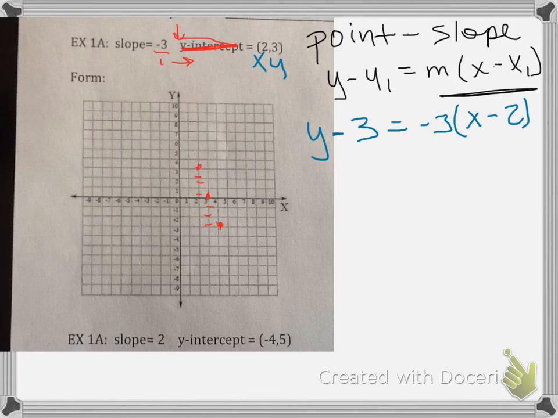Put a dot there. We also can do the opposite. Instead of saying negative 3 over 1 and going down 3 to the right 1, we could say positive 3 over negative 1. That means I could go up, but then I have to go to the left, which is still a negative motion. So 1, 2, 3 to the left 1. And then I can connect my line like that. And that's what my line will look like.